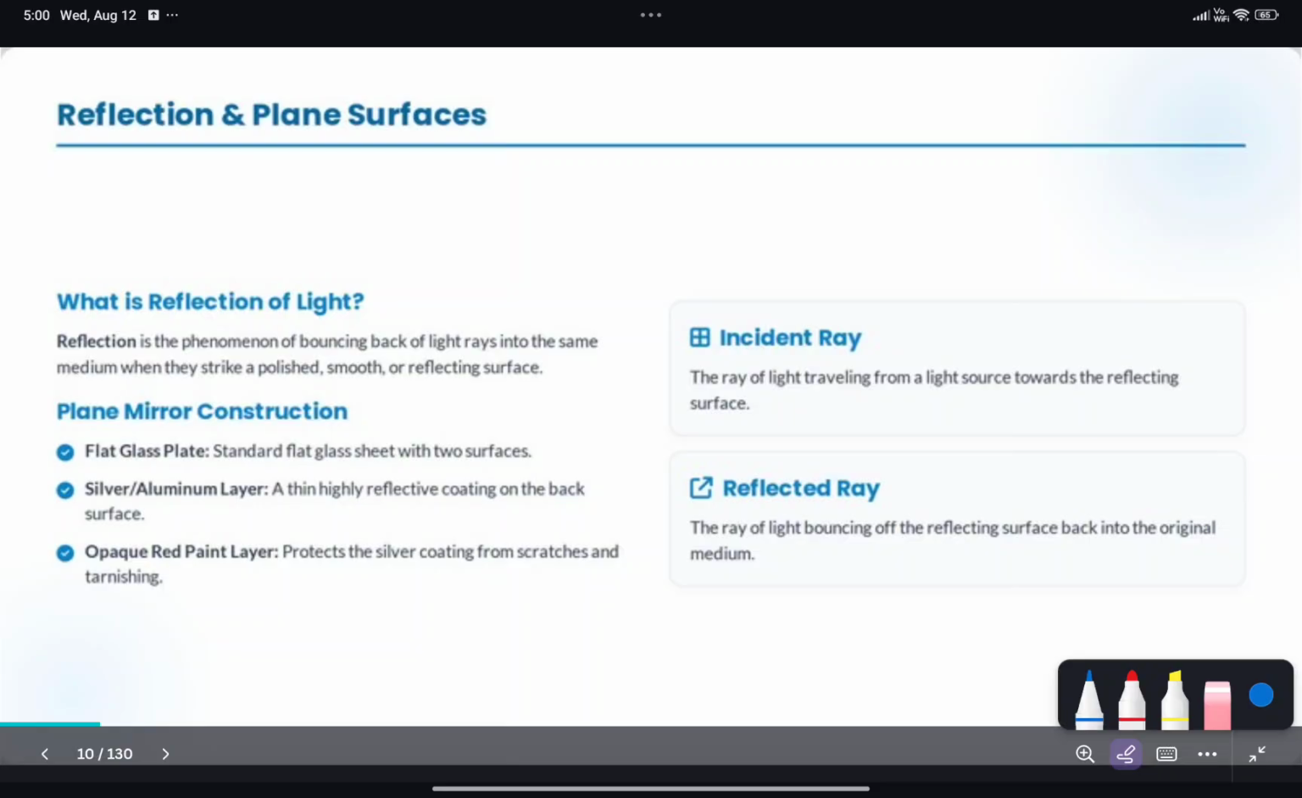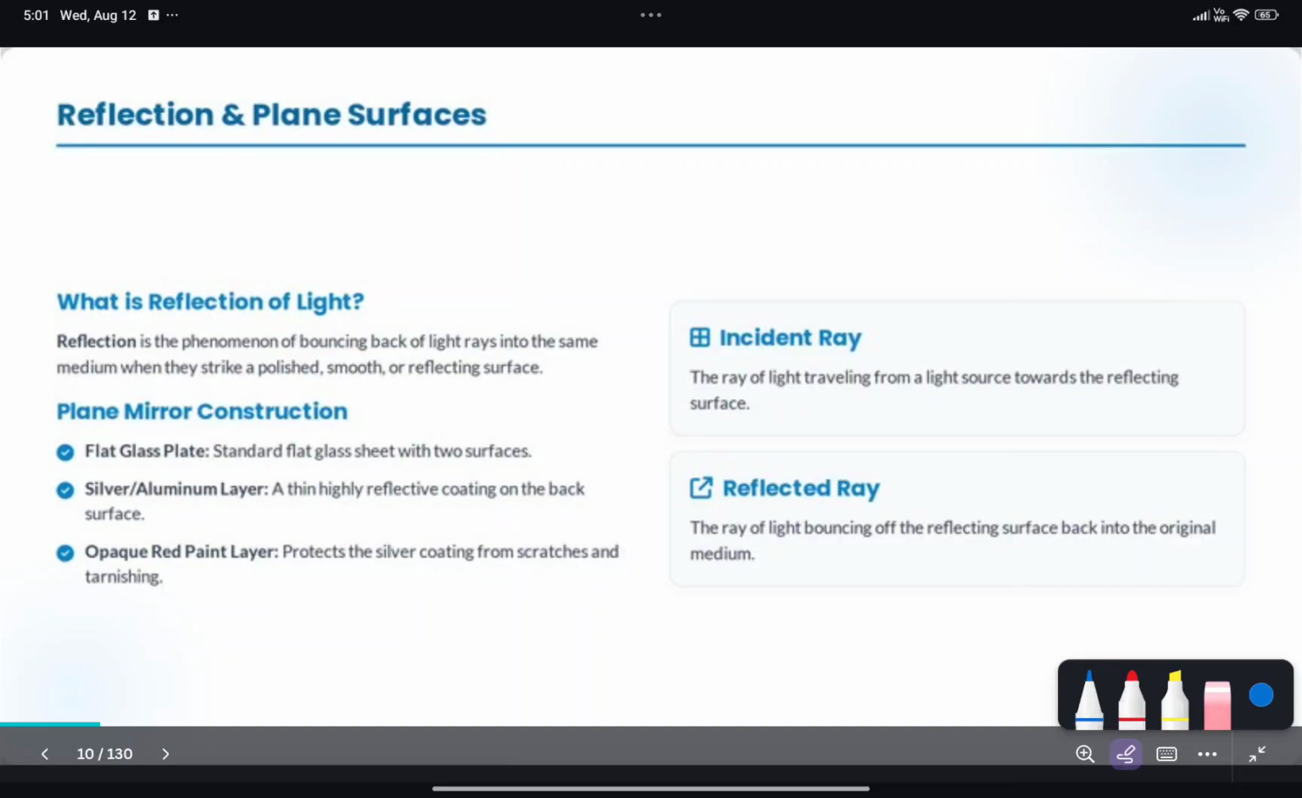Whenever we construct the plane mirror, we need four materials. What are they? Flat glass plate, one of them. You can use silver or aluminum as you wish, no problem. How it helps we know. And one more thing is an opaque red paint layer. Clear?